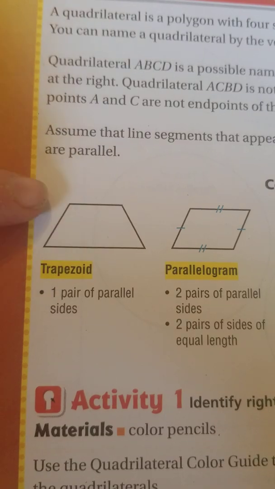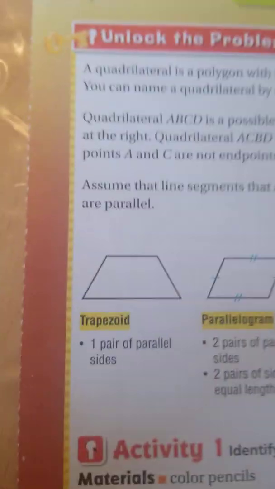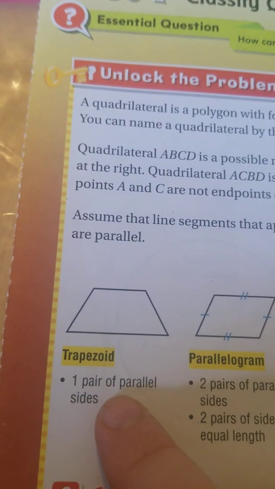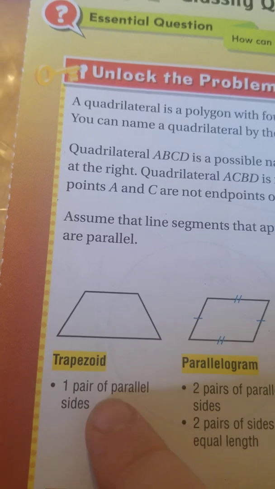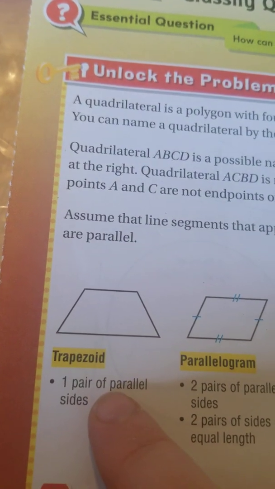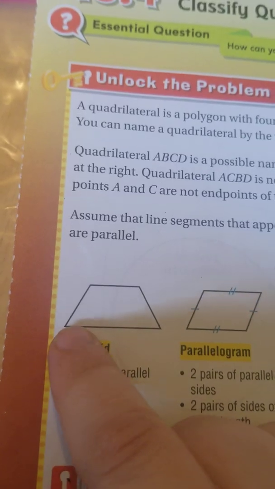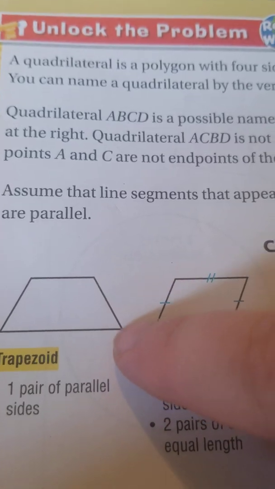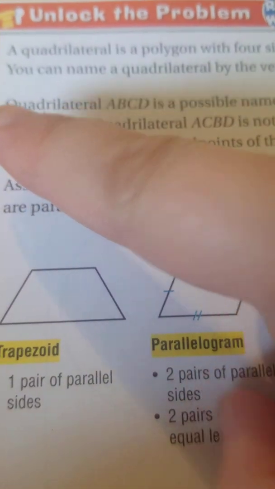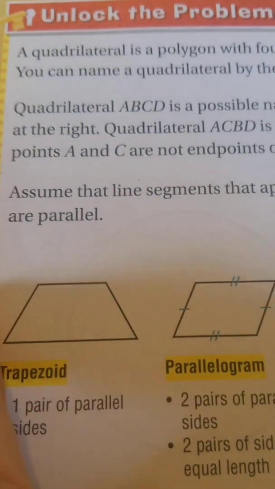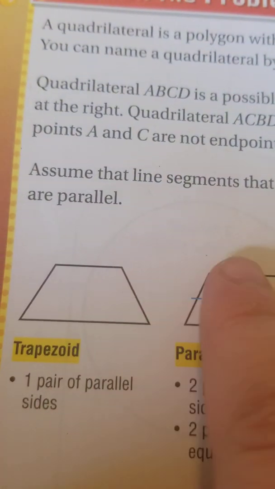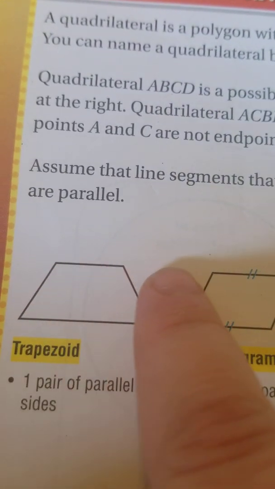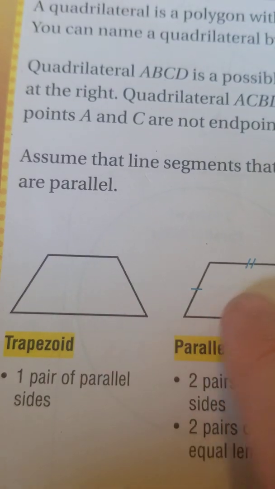Trapezoids, okay, here it's got four sides. It also has four angles, but its main characteristic is that it has one pair of parallel sides. So if I look right here, if I were to draw that out with a ruler, continuing from where it left off, those would eventually cross. Remember, parallel lines continue on without touching each other. So if I draw these out with a ruler, they are never going to touch.